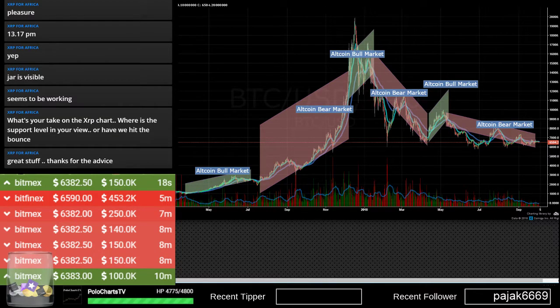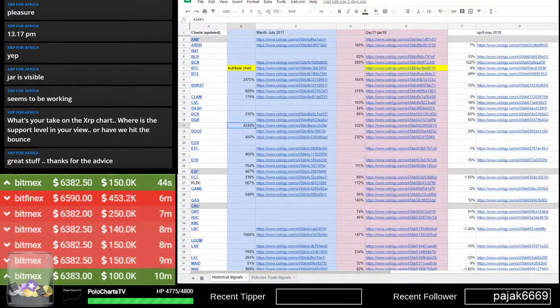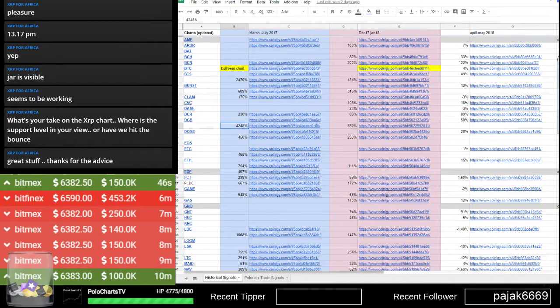So by doing these studies, I started going through and seeing where these markets made their entries and exits and how much profit I would have made. So Digibyte was 4,200% profit. And you can't see the market. Let me see if I can pull this over. There we go. So you can see which markets I'm talking about here.